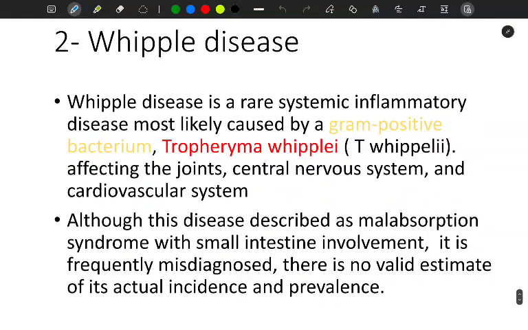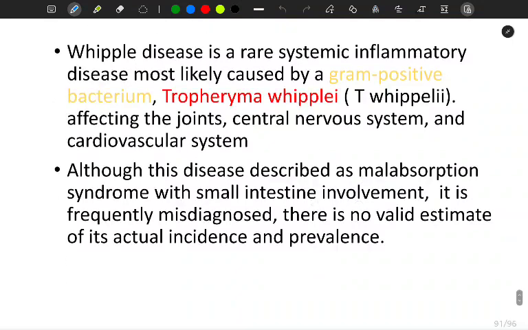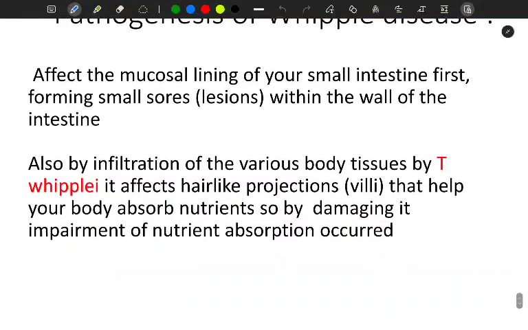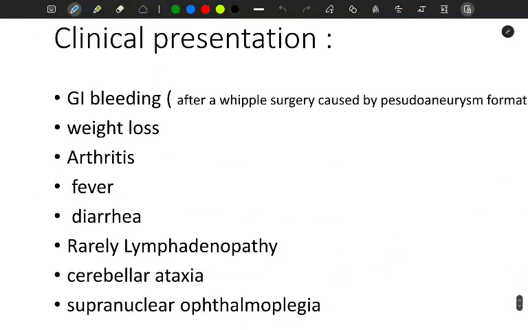What else? Whipple's disease is a chronic inflammatory disease caused by a gram positive bacterium, Tropheryma whipplei, affecting other systems as well. Infectious cause, meaning next. T cells as well as macrophage infiltration, affecting the surface of the small intestine and potentially impairing nutrient absorption. Next. GI bleed, weight loss, arthritis, fever, diarrhea, lymphedema, cerebellar ataxia, supranuclear palsy. Next.